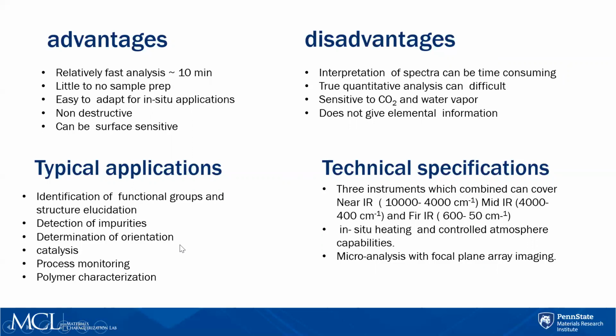Typical applications of FTIR include identification of functional groups, structural elucidation, determination of impurities, determination of orientation, catalysis, process monitoring, and polymer characterization. Here at the MCL, we have 3 instruments which combined can cover near IR, mid IR, and far IR. We also have in situ capabilities which allow us to heat and cool samples, and control the atmosphere in which we run our samples. We also have microanalysis capabilities which allow us to map samples using a focal plane array detector.